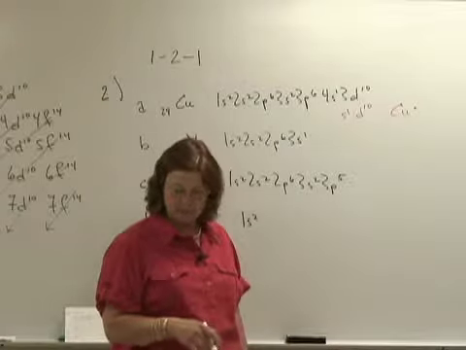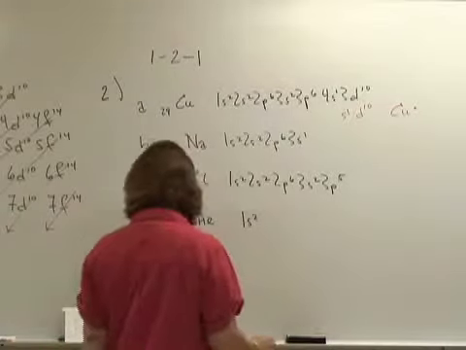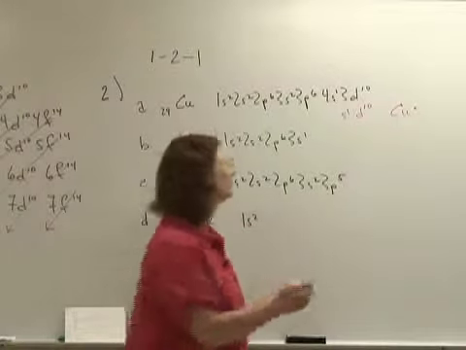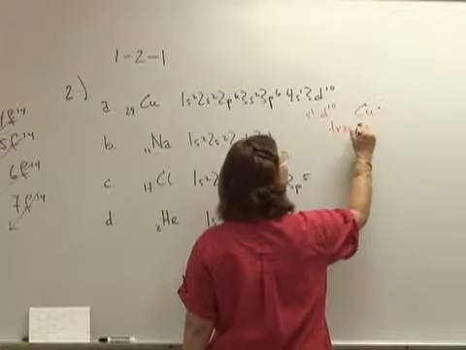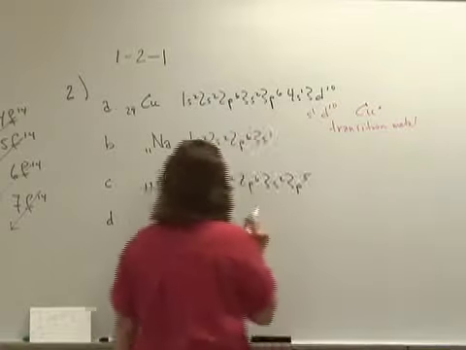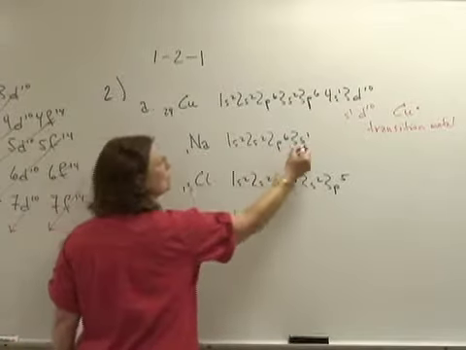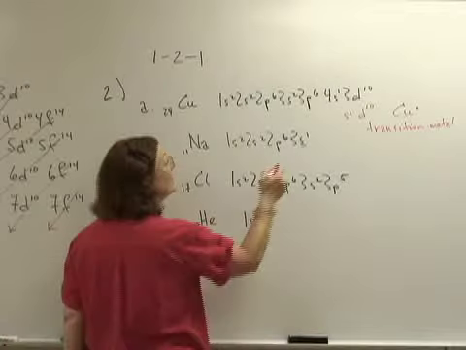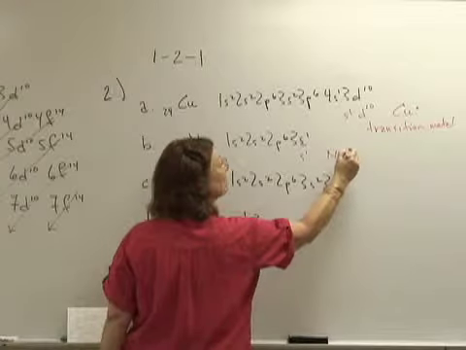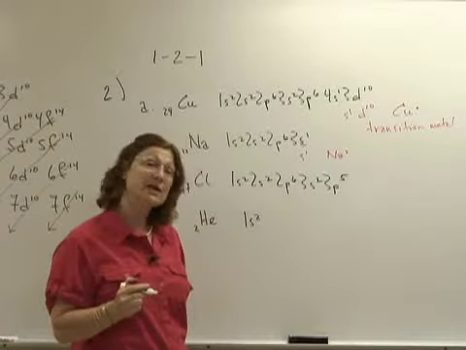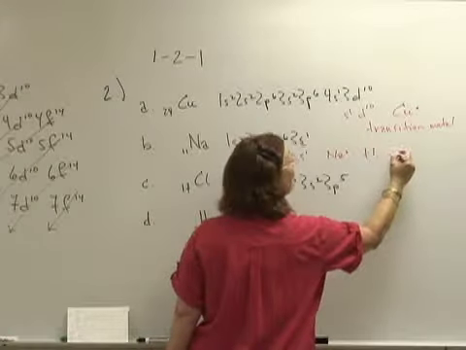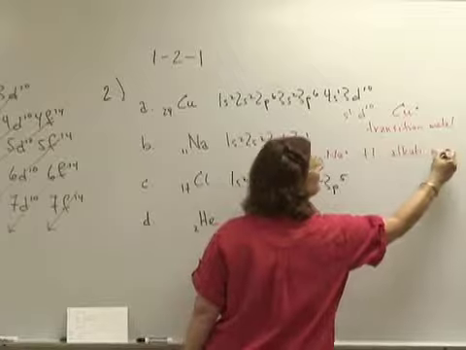However, we do also need to know the family that it's in, and this is a transition metal. Then sodium ends in s1. The highest energy level is the third energy level, and I have an s1. And therefore, sodium will have 1 dot. Its oxidation number is +1. And it is an alkali metal, is its family.